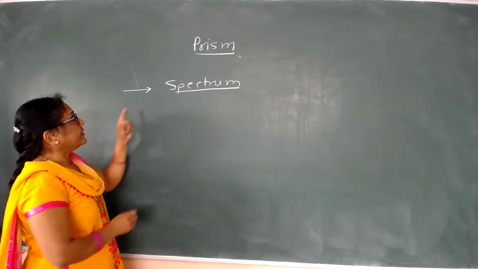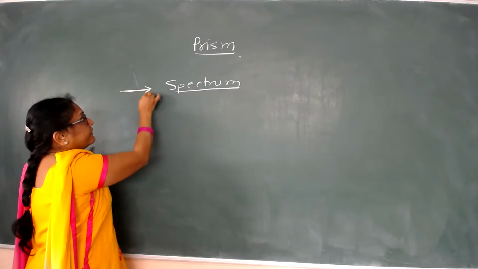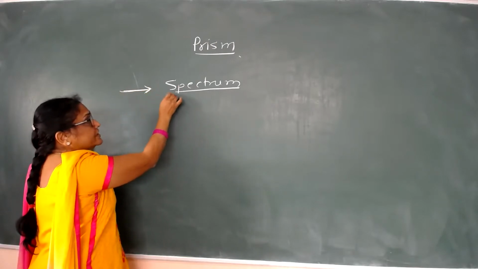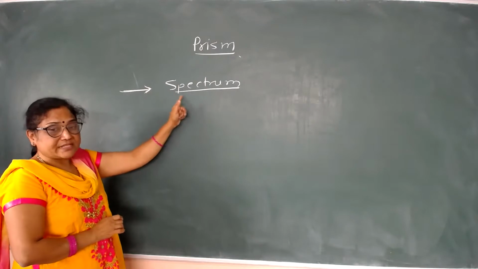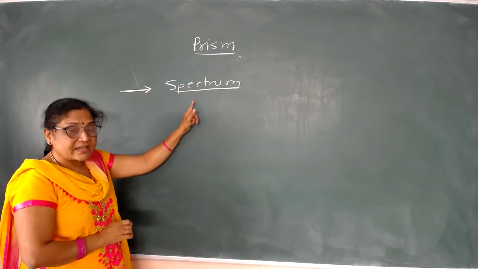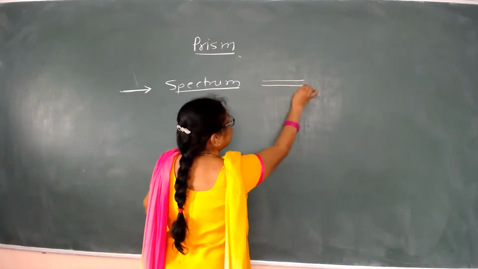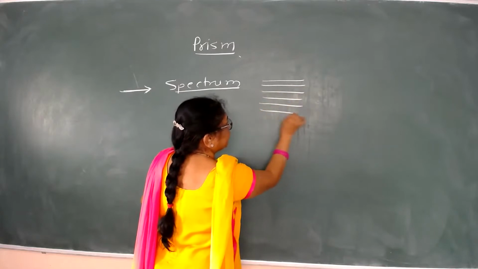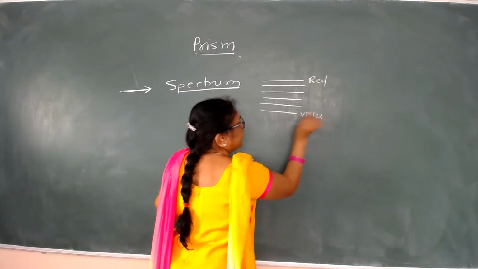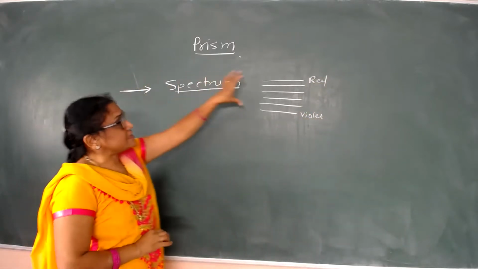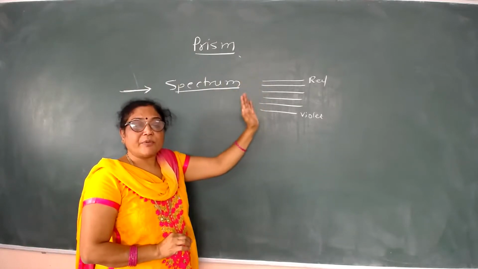When this composite light propagates in the air medium, we see it as a single color. But when it is incident on another medium, it is split up into several colors. White color consists of seven colors. When those seven colors are arranged separately on the screen, it is known as a spectrum. The colors are separated from each other, the first one being red and the last one violet.